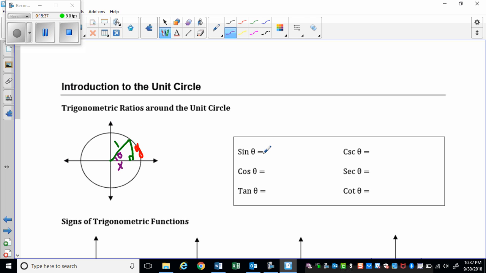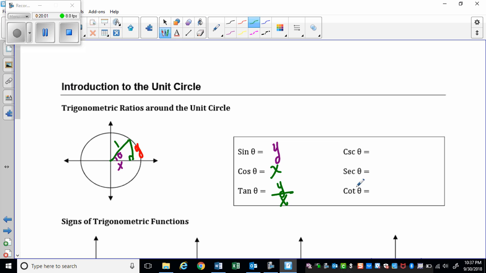Now sine, you guys pretty much know this. Sine is going to be opposite over hypotenuse, which is y over 1. Sine is your y value. Cosine is going to be x over 1, or adjacent over hypotenuse, which is just x. Tangent is going to be opposite over adjacent, which is y over x.